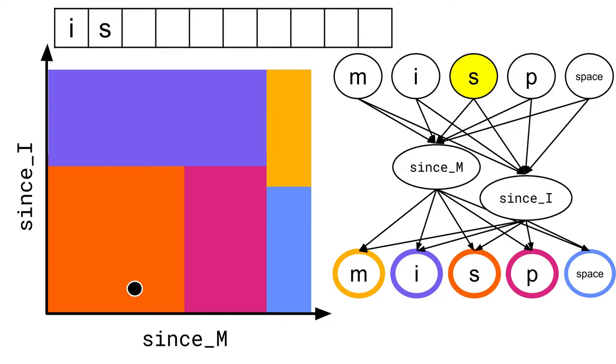Supposing the user does type an S, or we feed the prediction in as an input, the weight between the S input node and the since M node will be a small positive value, just like for the I input node.